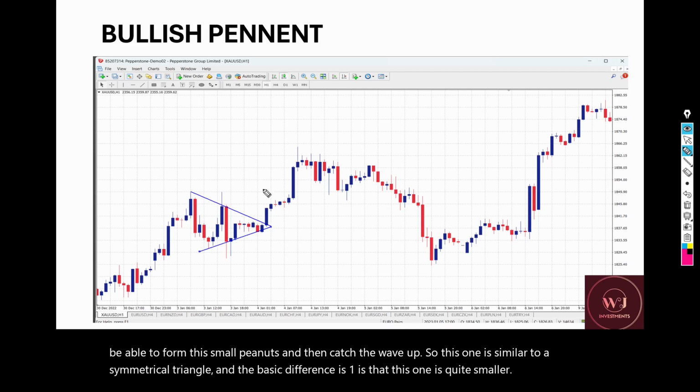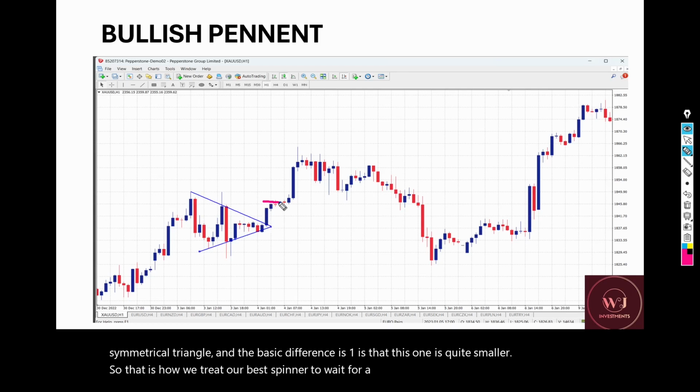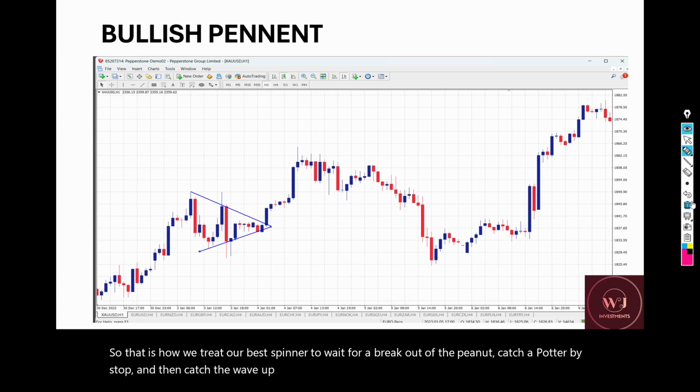So that is how we trade the bullish pennant. We wait for a breakout of the pennant, put a buy stop, and then catch the wave up. If you didn't watch the video about the pennants, I recommend you go back and watch them.